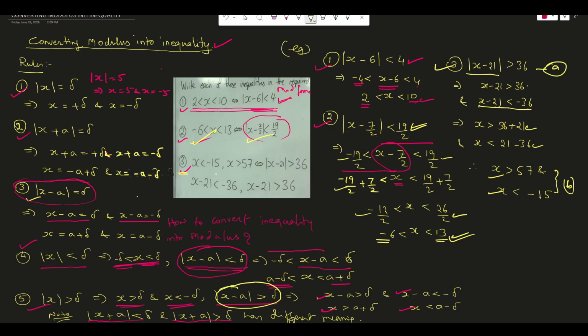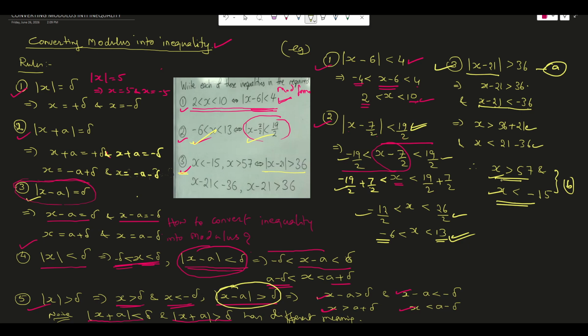The third one, modulus of x minus 21 greater than 36, means x is less than minus 15 or x is greater than 57. Can you see here? X less than minus 15 and x greater than 57. So today you must have understood at least how to convert a modulus into inequality.